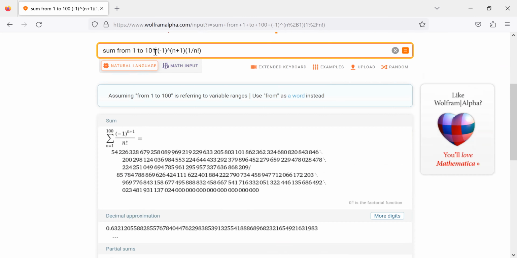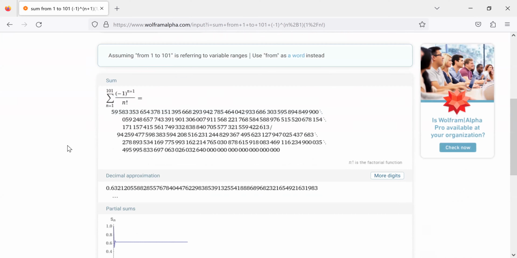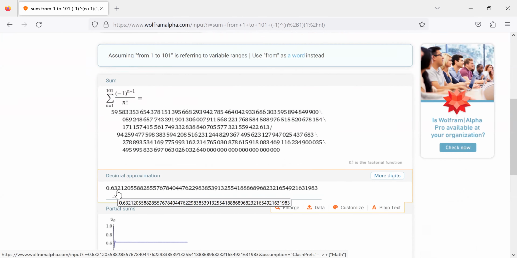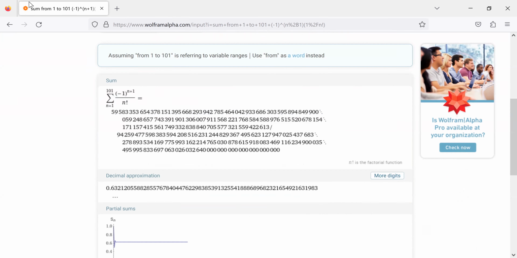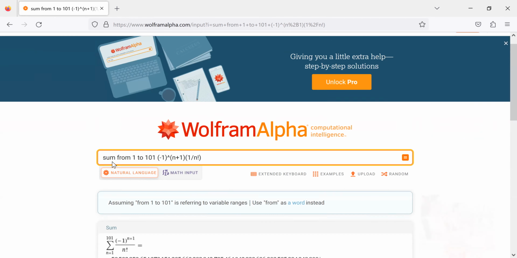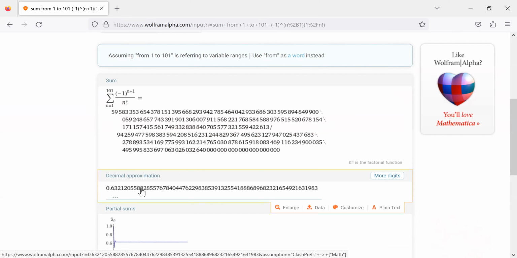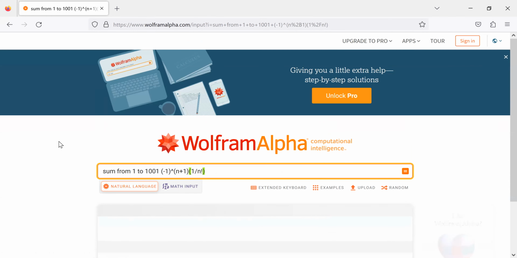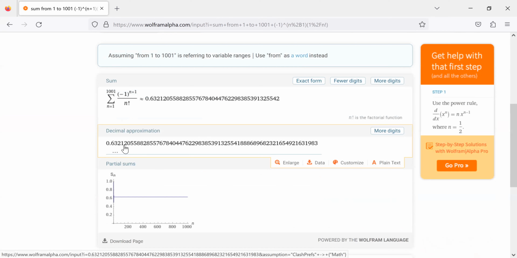What if we went from 1 to 101? Well, we're still at 0.6321 something. Nothing's really changed. In fact, 0.6321205588. This really doesn't seem to be changing at all. And if we go from 1 to 1001, 0.6321205588, we're not seeing any differences. So it looks like the sum up to 10 decimal places is probably 0.6321205588.